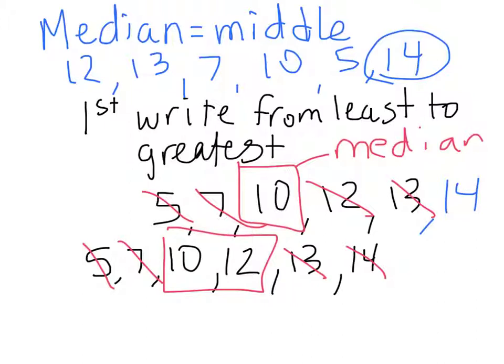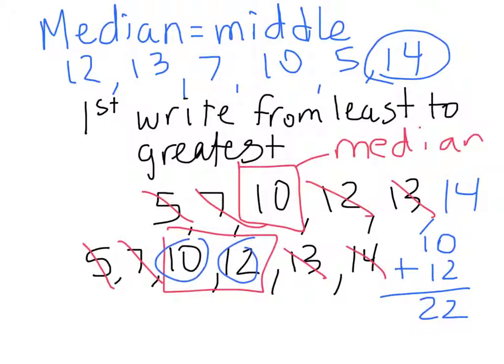How you solve that is to add those two numbers together. 10 plus 12, and you add it together to get 22. Because you added two numbers, 1, 2, that means you're going to divide by 2. 22 divided by 2 is 11, so the middle of this one is 11.